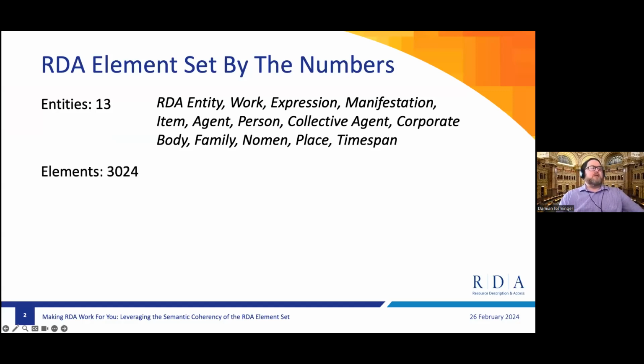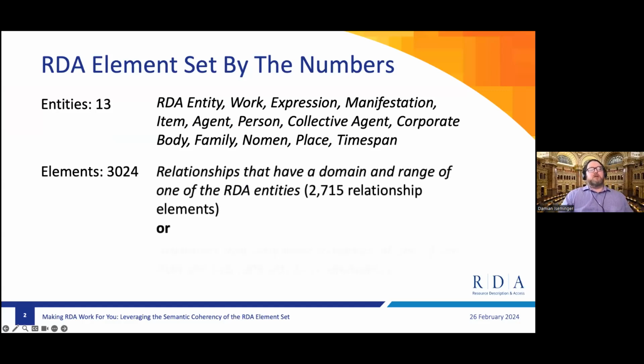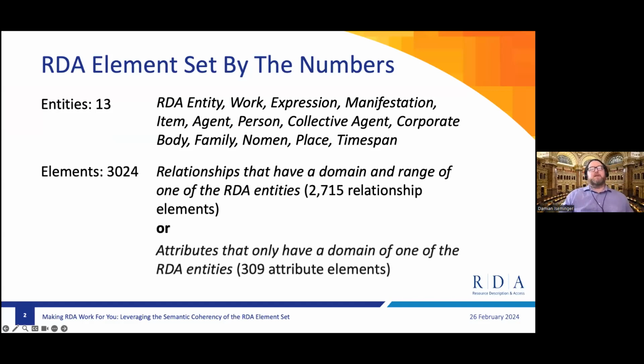There are 3,024 elements. And we could break those down into what we would call relationship elements. That is, that they have a domain and a range of one of the RDA entities. There are 2,715 relationship elements. Or the elements are what we would call attribute elements. And those are attributes that only have a domain of one of the RDA entities. One of the most common of those are things like content type, which is an element whose domain is expression, but its range is the value vocabulary for content type.